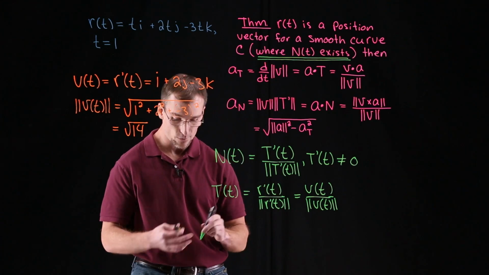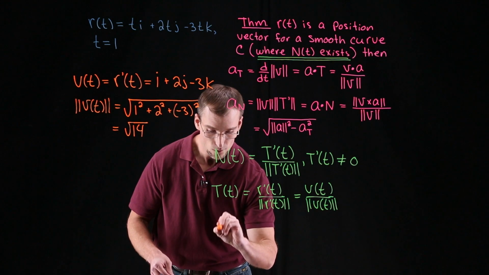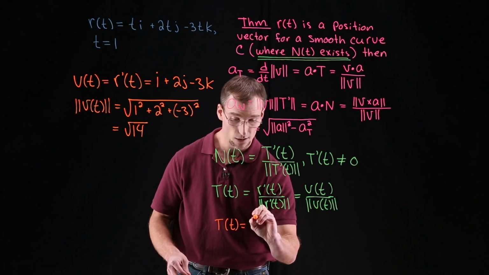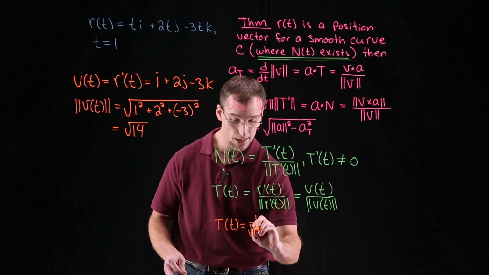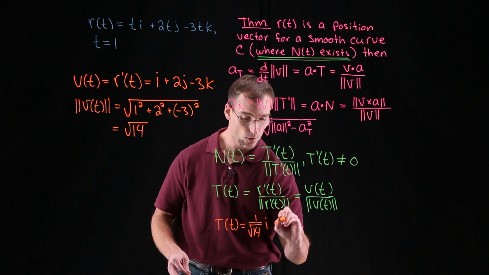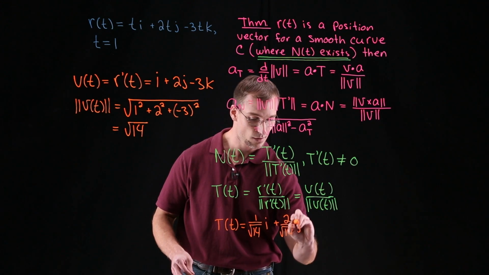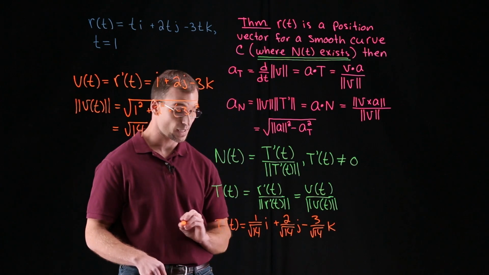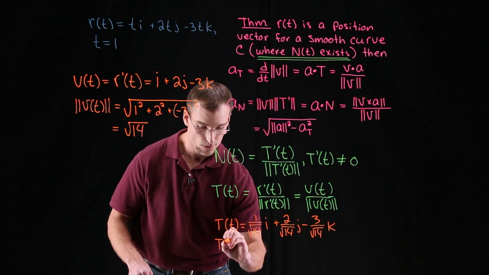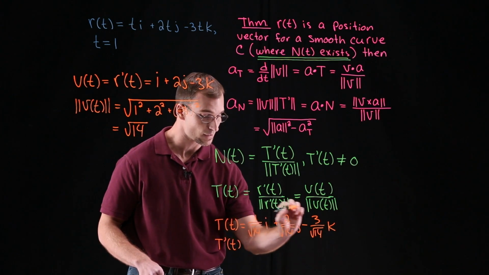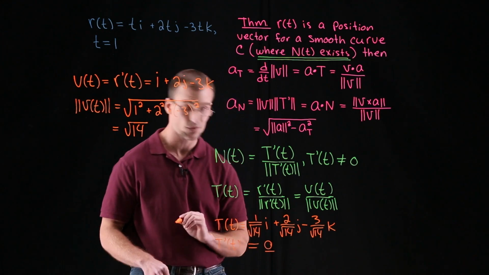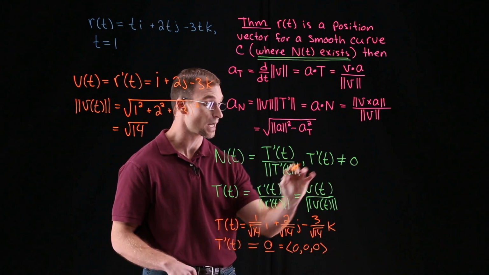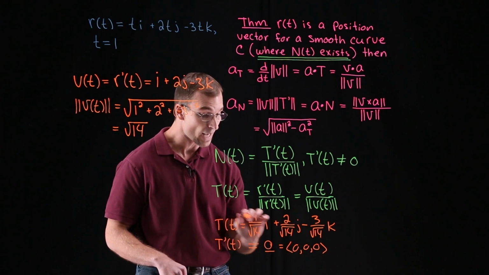Taking a look at what we have from our velocity, our tangent vector can be written by dividing by the constant all the way through. We would have 1 over the square root of 14 i, plus 2 over the square root of 14 j, and minus 3 over the square root of 14 k. Now what's going to happen if we take the derivative of this? What is T prime of t? Well, as we said, everything is constant in terms of t. So this is just going to be 0, the zero vector, which is what we mean up here when we say T prime of t not equal to 0, meaning not equal to the zero vector. So we have T prime of t equal to 0.